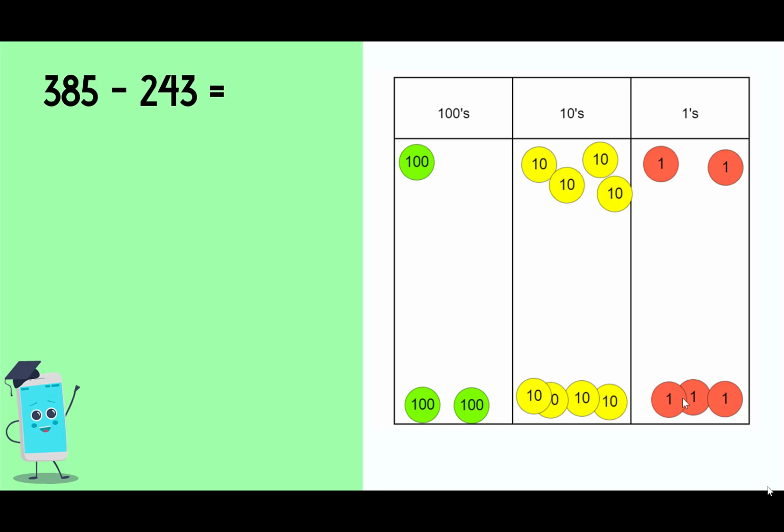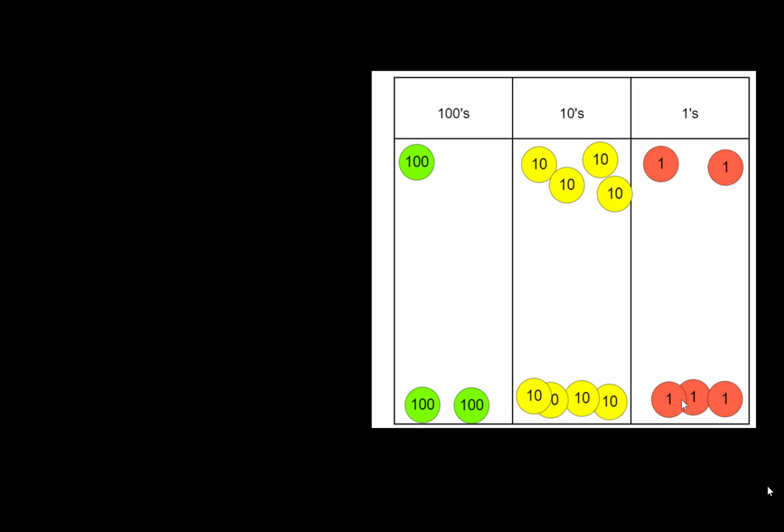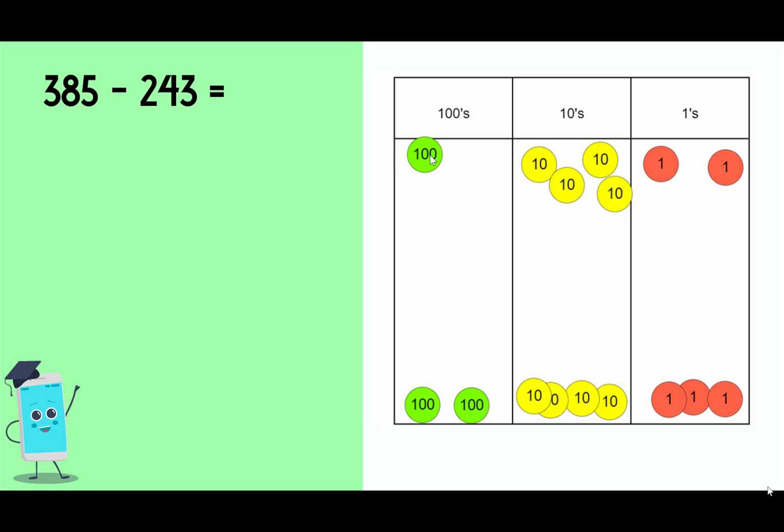I've taken away my 243 from my original number, 385. And what am I left with? I'm left with 100, 4 tens, and 2 ones. So my final answer is 142. Let's take a look at doing that with a written method.